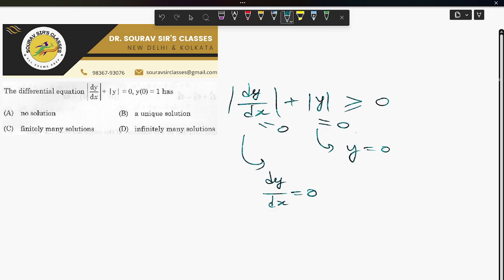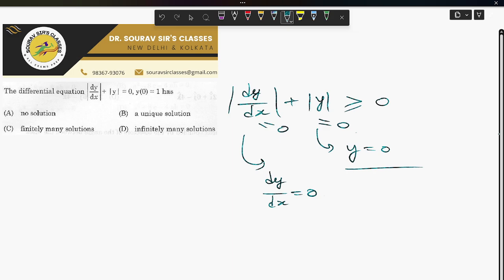Now firstly we are going to check the initial condition. The only possible solution has to be y = 0, but the initial condition gives us y(0) = 1 here, which contradicts the solution. So the conclusion is, since there is no function that satisfies both the differential equation and the initial condition, no solution exists. So the correct answer will be no solution.